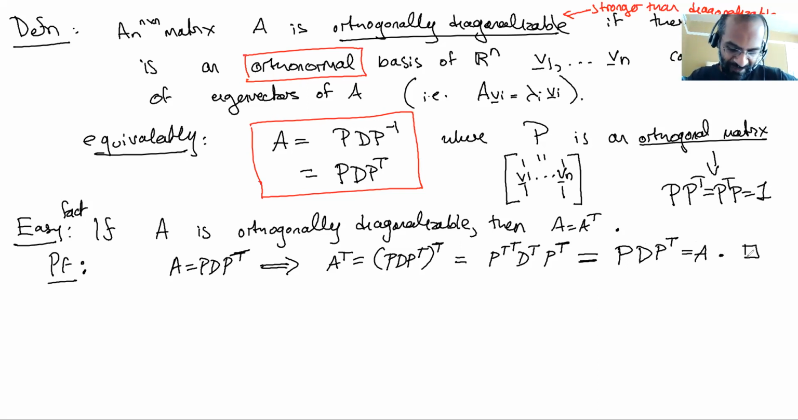So orthogonally diagonalizable implies that the matrix is symmetric, right? So this condition means symmetric. So any questions about this statement? This is sort of not a deep statement. Okay, so if this happens, then this happens.